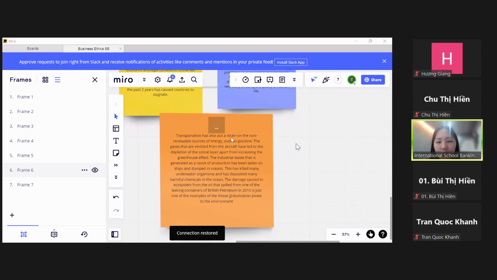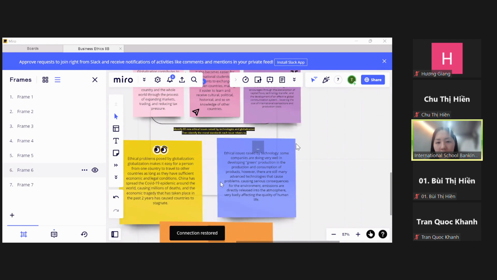Transportation has also put a strain on the non-renewable resource of energy, such as gasoline. Okay, so gasoline can be used for production, for transportation, but it also damages the species, the organisms, in the ocean. Okay, so this is another environmental case.